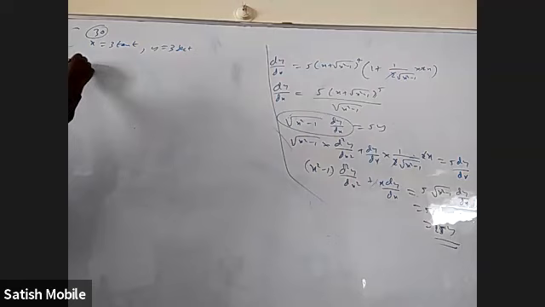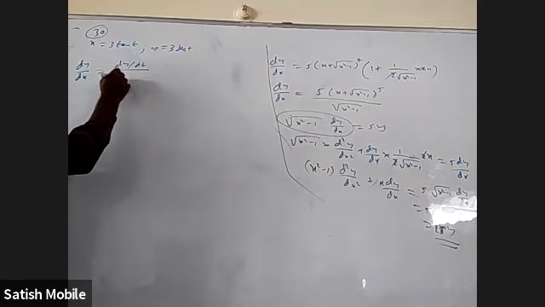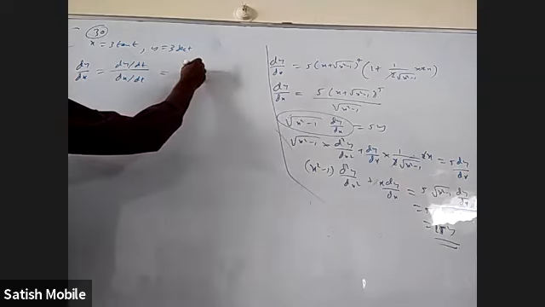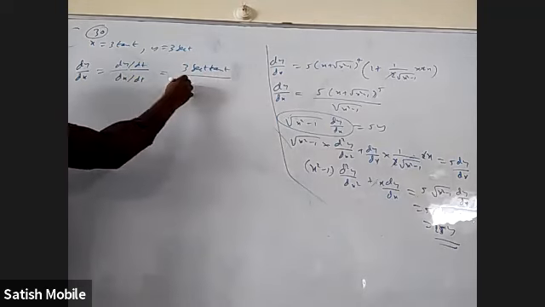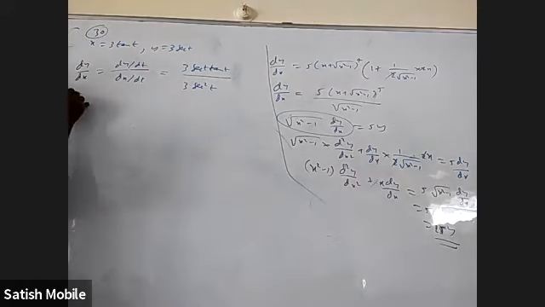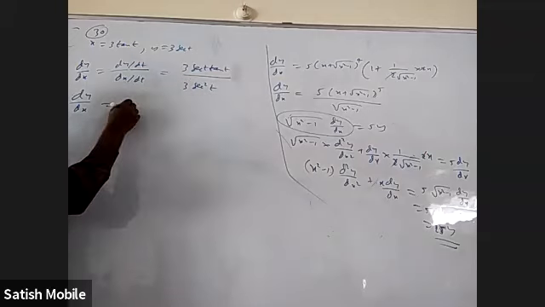Or what is dy by dx? dy by dt by dx by dt. What is dy by dt? 3 secant t tan t. Derivative of secant t is that. What is dx by dt? 3 secant square t. Okay, so I got dy by dx as 3 will get cancelled, secant will cancel. Finally, sin t I got.